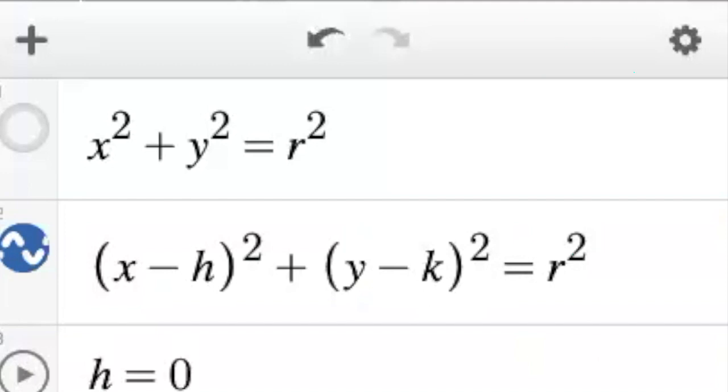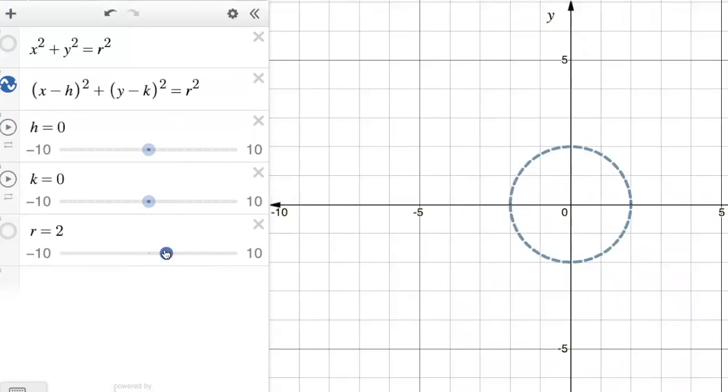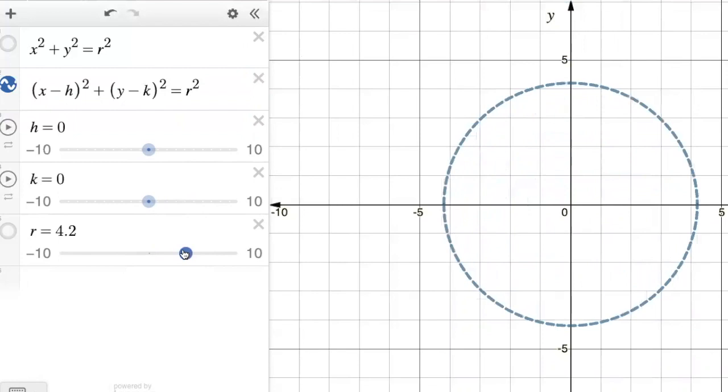Okay, so at the top of the screen you see the first circle equation we discussed, and then below it you can see I've entered a new equation, similar in format, but with the addition of these letters h and k being subtracted from the variables. Let's see what that does. Notice my sliders for h and for k are set at 0, giving this circle a center of 0, 0. When I move the radius slider, as before, you can see it does control the radius of the circle.